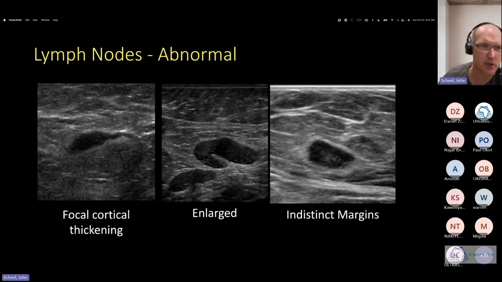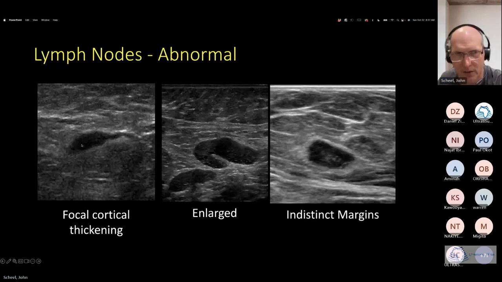On the left figure, you see that there is focal cortical thickening. So the lymph node has a standard size here, but then for some reason, one part of the lymph node, the cortex, is enlarged. This is suspicious, and as many of you are probably rightfully thinking, if you were going to biopsy it, you would target the thickened part right here to find out what's going on. This is concerning for cancer. Inflammatory conditions typically do not do this. So focal cortical thickening is suspicious.